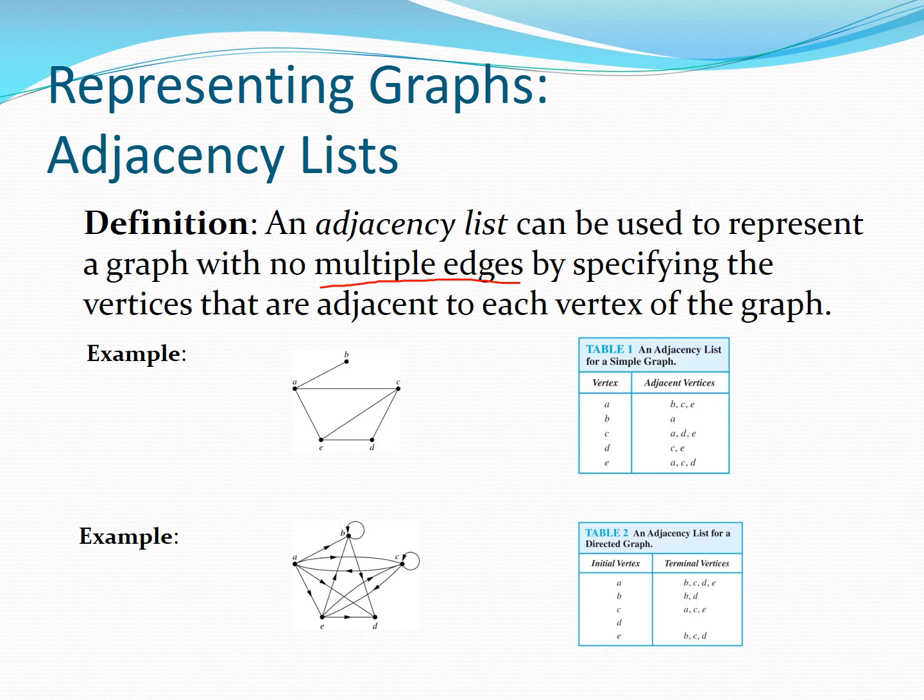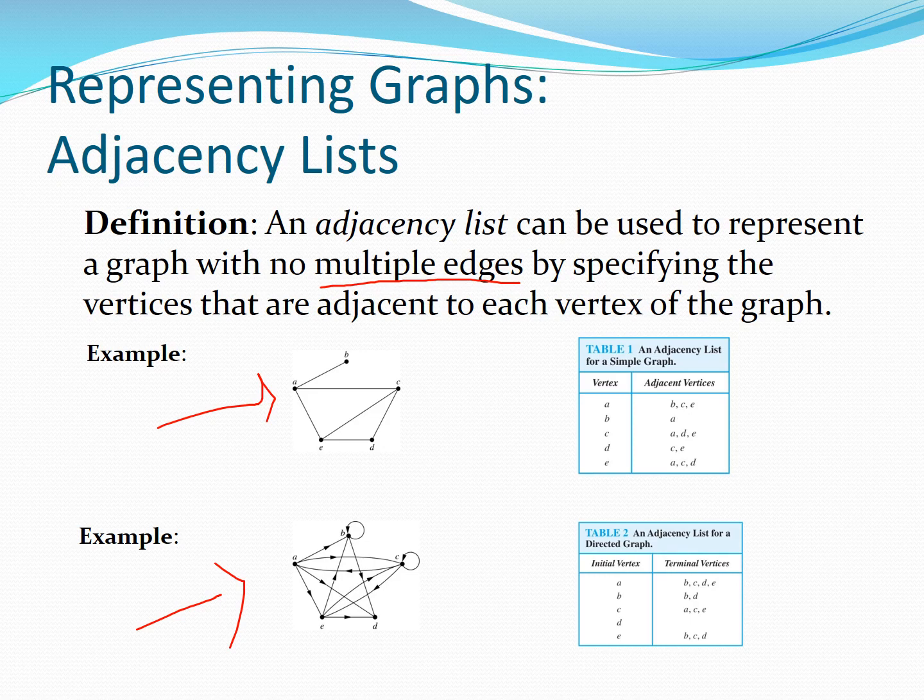Right, so here we have two example graphs. The first one is a simple graph, and the second one is a directed multigraph. The first one is a simple graph: there are no loops, there are no multiple edges between vertices, and the graph is undirected. The second example is a multigraph which is directed, which means the edges have directions.